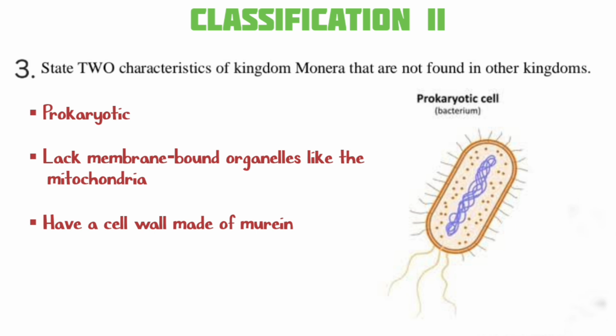Now, another characteristic is that they lack membrane-bound organelles like the mitochondria. So any organelle that we know of that has a double membrane, like the mitochondria, you have the Golgi bodies.